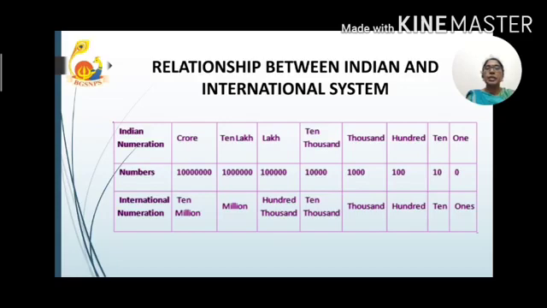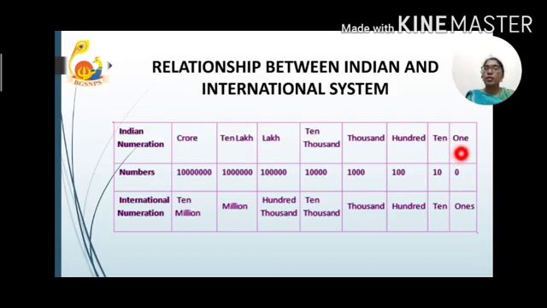So here you can see, children, this is Indian numeration and this is international numeration. Okay, and these are the numbers. So what is the value of their places? Value will be the same for both, right? But here the names change. We will see what is the change in the names.